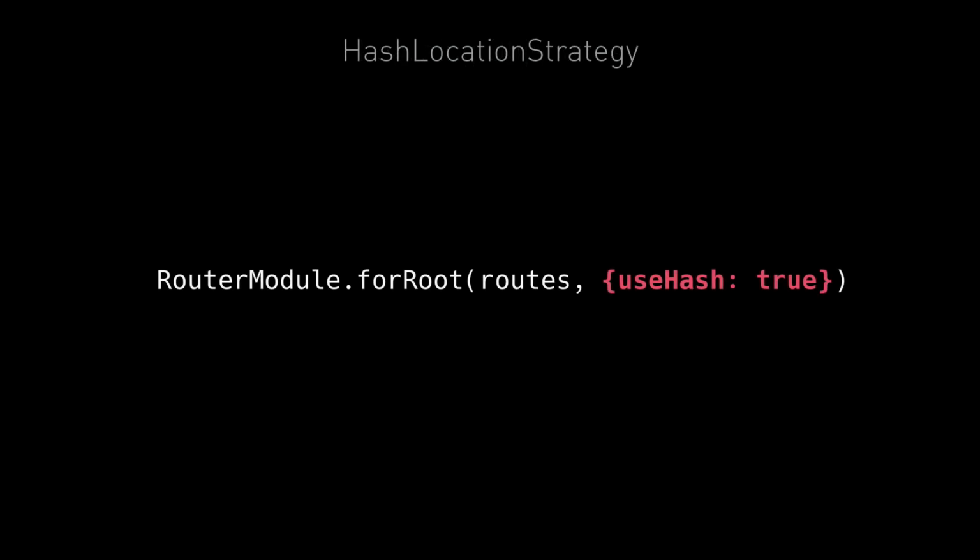So to enable hash location strategy in an Angular application, we pass an object with useHash being set to true when we are providing our routes with RouterModule. Now a URL can contain some data prepended with the hash character. This hash part of the URL is called the hash fragment.